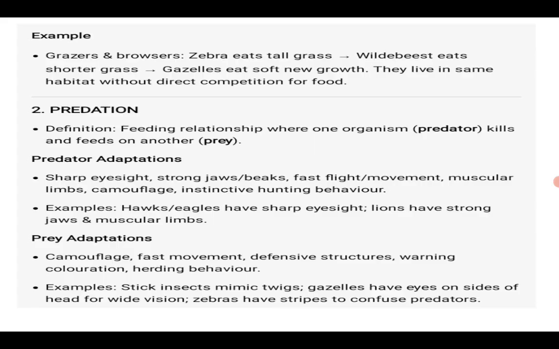So other than competition, another biotic factor is predation. Predation is feeding relationships where one organism, which is called a predator, kills and feeds on another organism, which is called a prey. The organism that kills and eats another organism is called a predator, while that which is killed and eaten is called a prey.